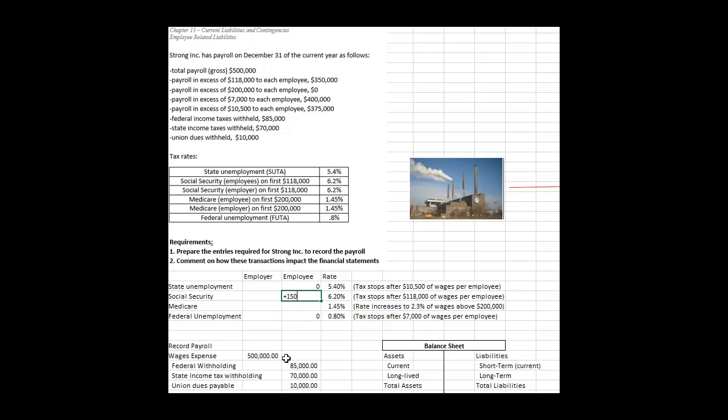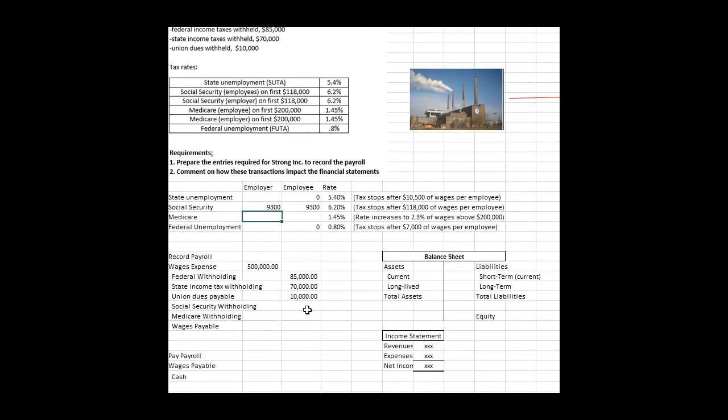So my formula here is going to be $150,000 times the tax rate. The employee pays that, the employer also pays that. That's a matching amount. So when I look at the Social Security withholding, remember withholding is how much I'm holding out of their check. We'll deal with the employer's portion later. So that $9,300 comes out of their check.